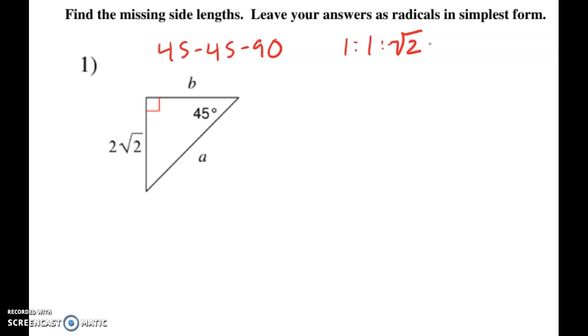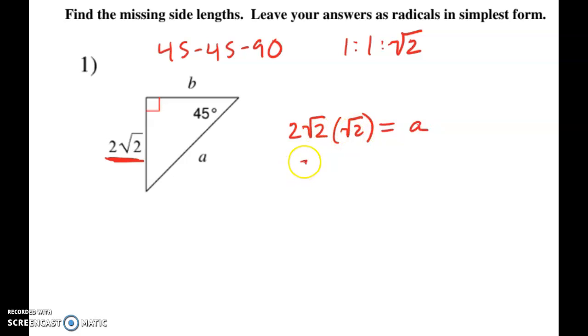So what I like to do, this is one of the legs. If I take one of the legs and multiply it by root 2, in other words 2 root 2, and I multiply it by root 2, that gives me the hypotenuse. So that's going to be equal to A. First thing I'm going to do is solve for A.